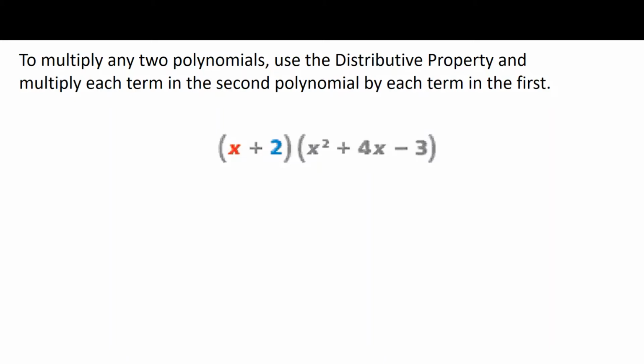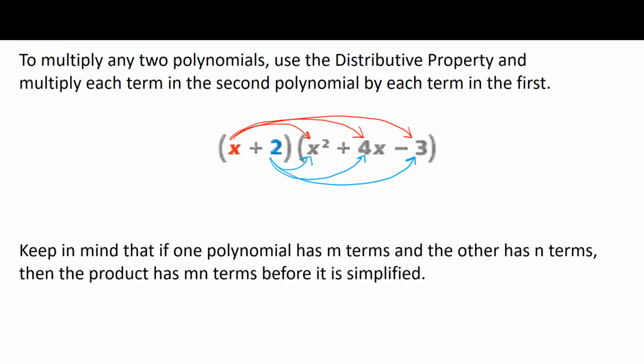All right, to multiply any two polynomials, use the distributive property and multiply each term in the second polynomial by each term in the first. So all we have to do is distribute. We're going to say x times x squared, x times 4x, and x times negative 3. And then we're going to distribute our 2 times x squared, 2 times 4x, 2 times negative 3.